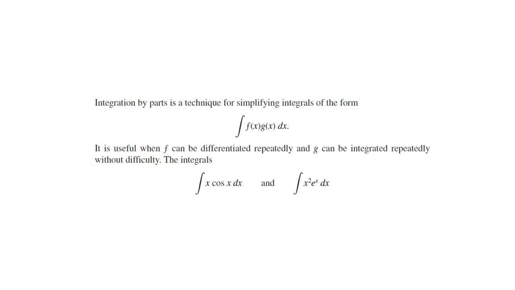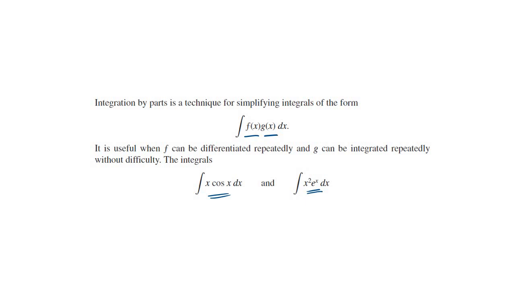Here we use integration by parts when we have two functions f(x) and g(x) that are not related in any way. In other words, f(x) is not the derivative of g(x) or vice versa. Functions like x times cos x, where x is not a derivative of cos x or cos x a derivative of x, or x squared times e to the x. We'll do both of these using integration by parts.